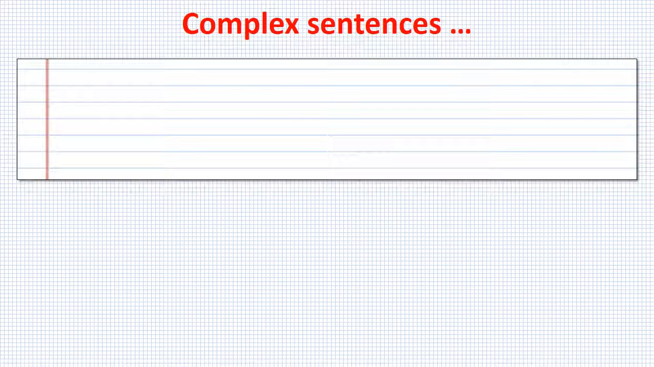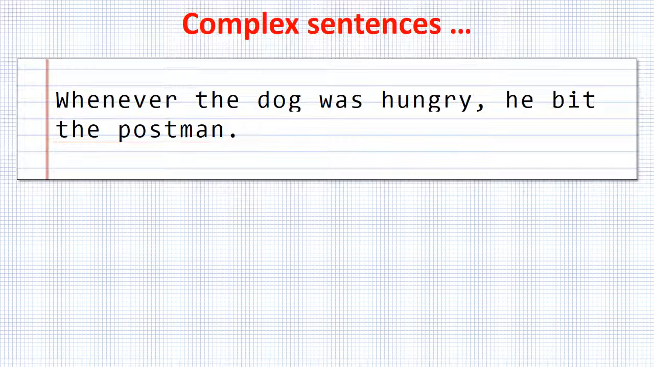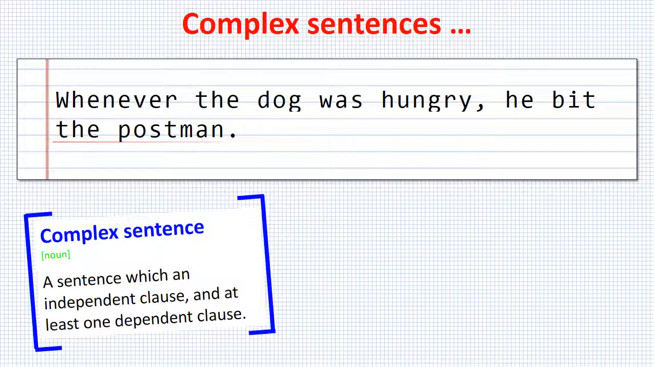Now let's move on to complex sentences. Here's an example. Complex sentences are different in that there's a main clause and then one or more dependent or subordinate clauses. So look at this example. The main clause is here and the subordinate clause is here. Now this subordinate clause doesn't make sense on its own. It's dependent on the main clause.